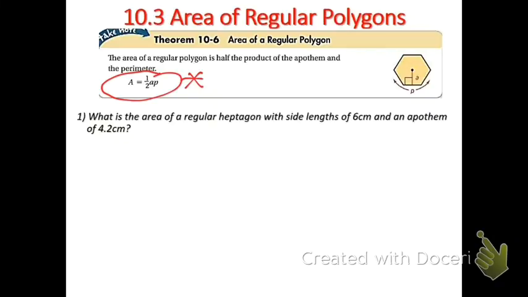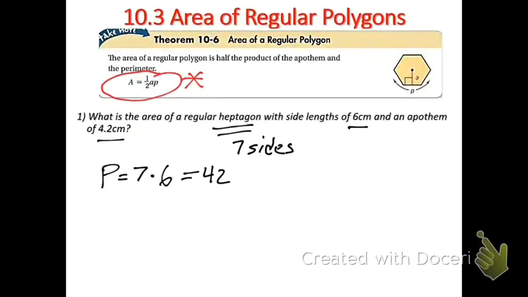So what is the area of a regular heptagon? Well, remember, heptagon means 7 sides, with side lengths of 6 and apothem of 4.2. So the first thing we want to do is find the perimeter. So we're going to take the number of sides, 7, times the side length, which is 6, giving us a perimeter of 42. We already know our apothem, which is, in this case, 4.2.